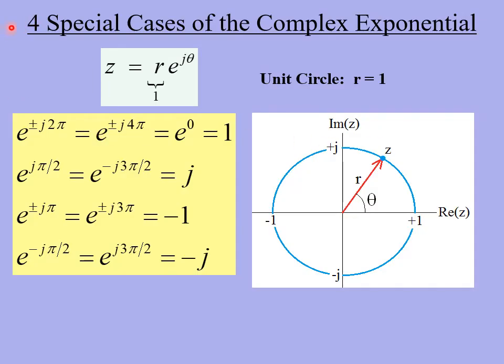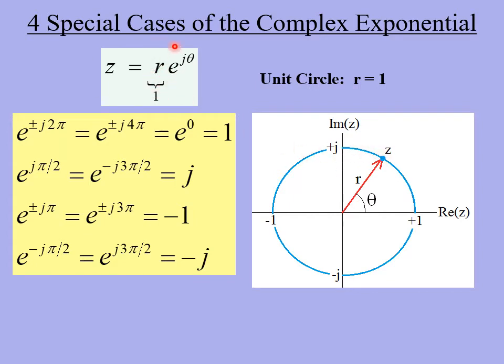Before we leave our review of complex numbers, there's one more slide here on some special cases, and these are very convenient forms to use. So first of all, remember, if we take a complex number z and represent it in polar form as r times e to the j theta, there's a special case where we let r equal 1. And r equal 1 refers to what we call the unit circle. So this is a circle with a radius of 1.